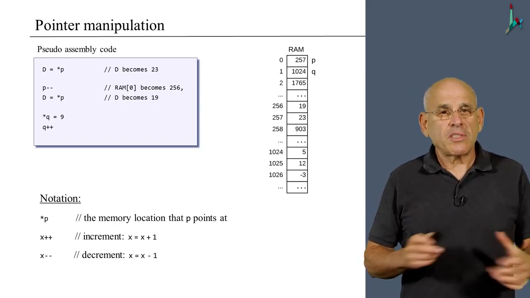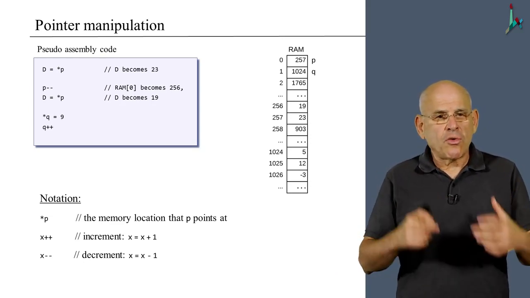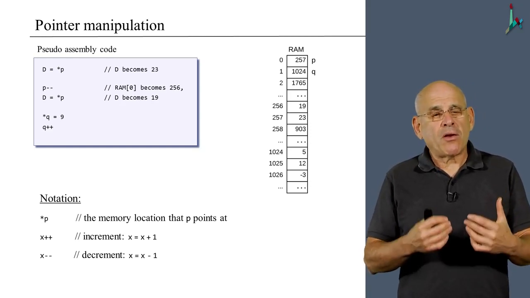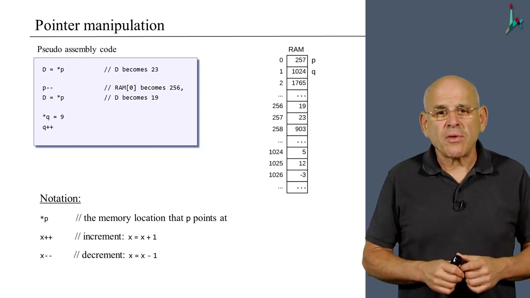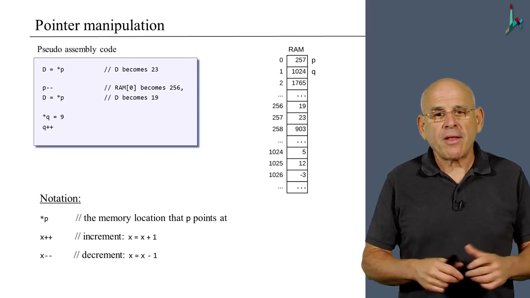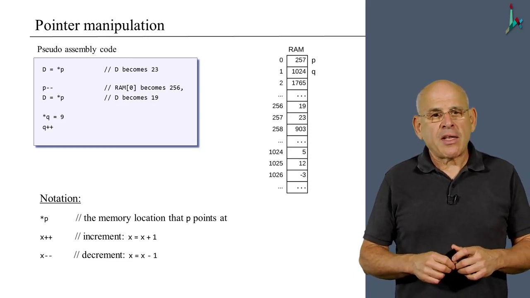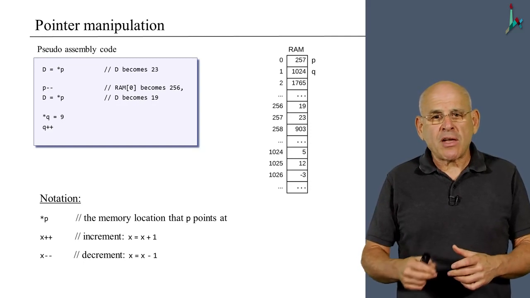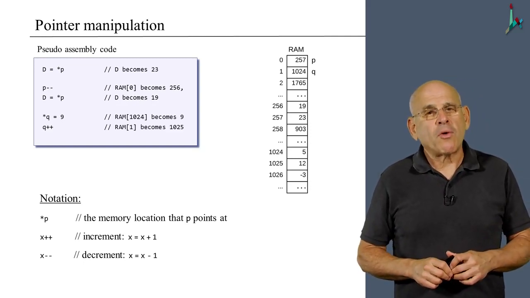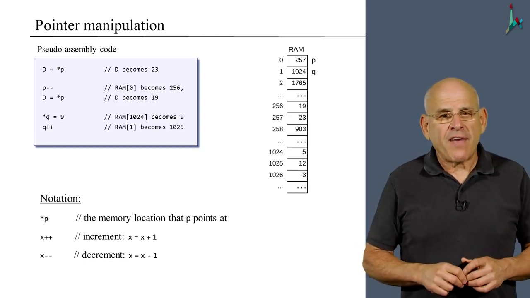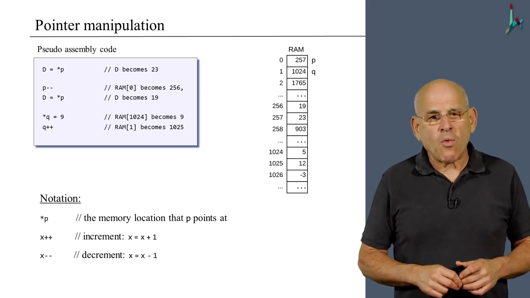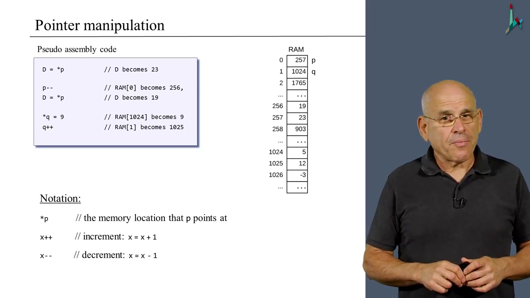Here's another final example, which is kind of symmetric. Here we do something that looks strange. We do *Q equals 9. Well, *Q stands for the memory location which is addressed by Q. And Q happens to be 1024. So *Q stands for RAM[1024], and we want to put in it the number 9. So instead of seeing 5, as we see here on the right-hand side, 1024 will contain the value 9. And if we then do Q++, RAM[1] will become 1025.